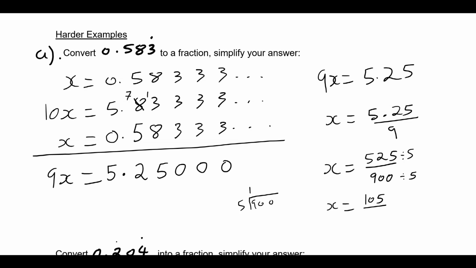5, and then goes 1, remainder 4. 5 into 40 goes 8, 0. So I have 105 over 180. Divide top and bottom by 5 again to give me 21 over, and then 180 divided by 5, 36. 21 over 36. At this stage, I could divide top and bottom by 3 to give me 7 over 9, giving me a final answer of 7/9.